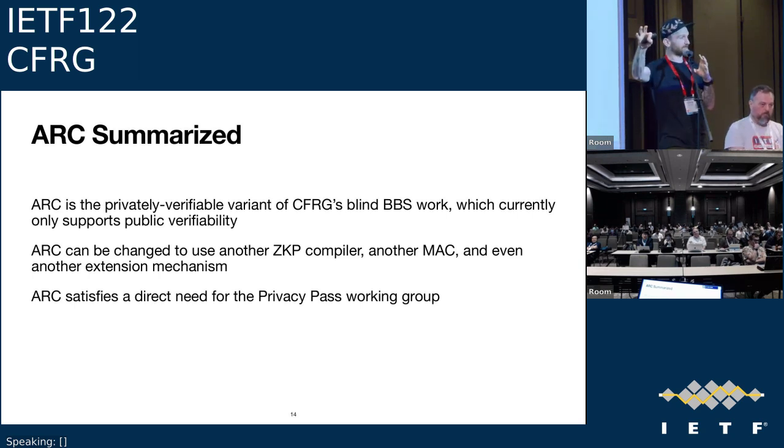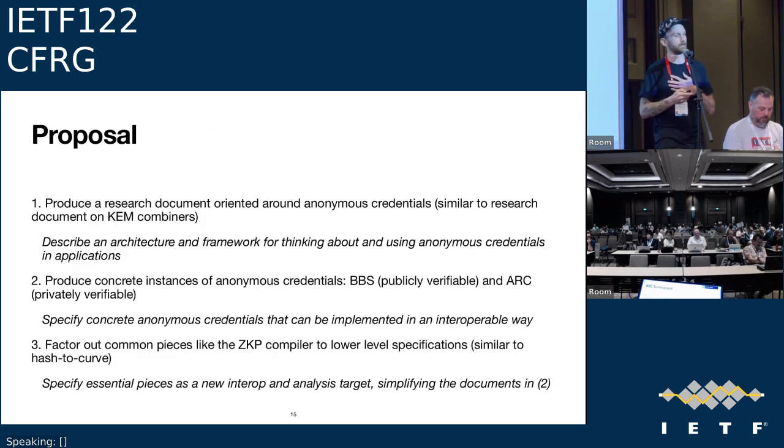It's the privately verifiable version that complements the ongoing work in CFRG that's specifying BBS. It has a bunch of internal things that can be swapped out or changed that fundamentally don't really matter at the end of the day, provided there's a proof of security that the swapping out of things is correct and can be done safely. And it satisfies a direct need for Privacy Pass, which is why we're here in the first place.